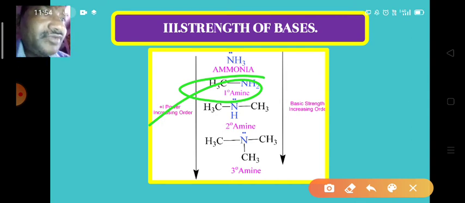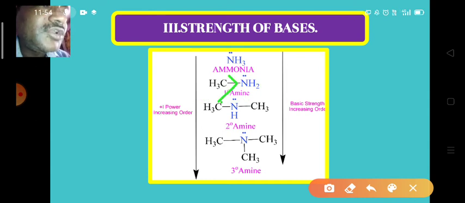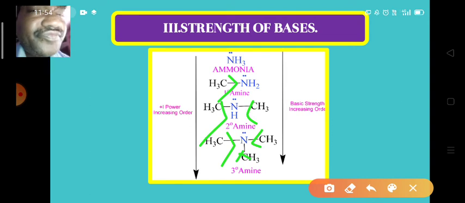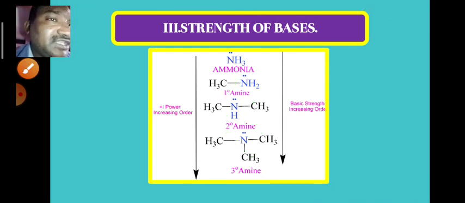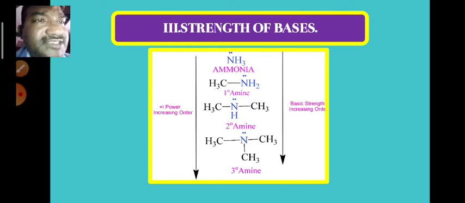And we know very well that alkyl groups are plus I groups. Alkyl groups are plus I groups. They increase the electron density on the nitrogen atom. So when they increase the electron density on the nitrogen atom, the ability of the nitrogen atom to donate the electron pair increases. As a result, compared to ammonia, methylamine becomes a strong base, and compared to methylamine, dimethylamine, that is a secondary amine, becomes a stronger base.